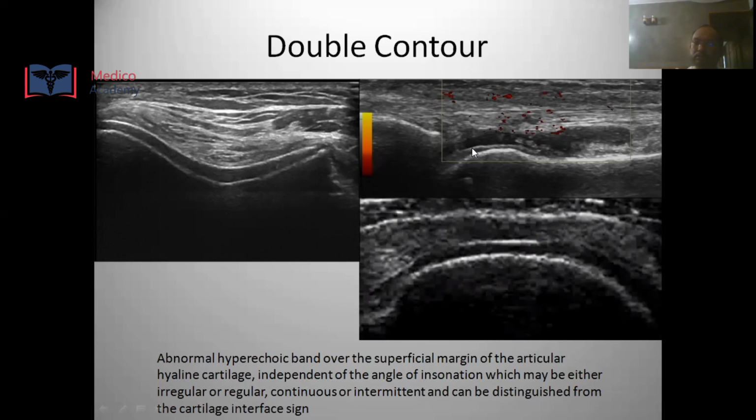This is a metatarsophalangeal joint, where you will be able to see a double contour sign at the head of the metatarsal, and there is synovitis with echogenic content within it. This is a zoomed view where you are able to see a double contour sign very clearly.